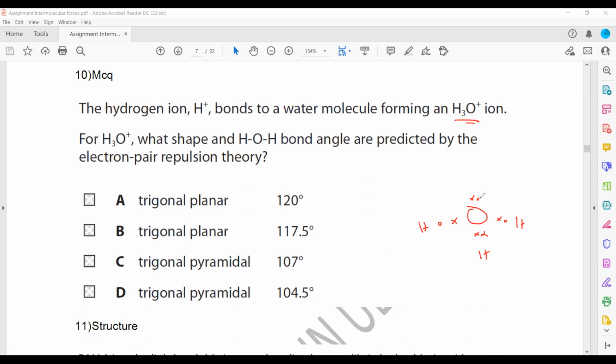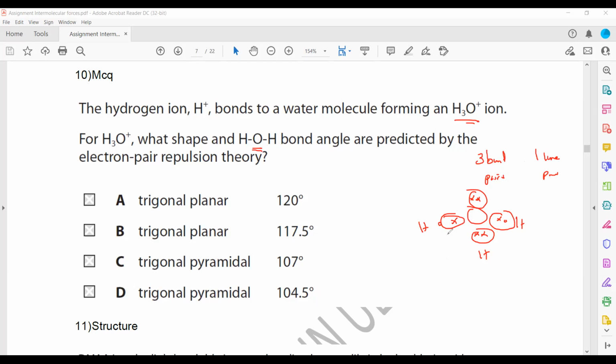and there's one lone pair. When we predict the geometry, we always predict according to the central atom. This is oxygen. So on oxygen, how many bond pairs are there? One, two, three bond pairs, and there is one lone pair. So three bond pairs and one lone pair. What will be the structure?